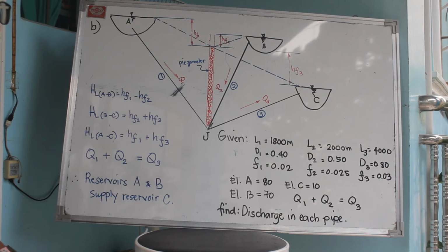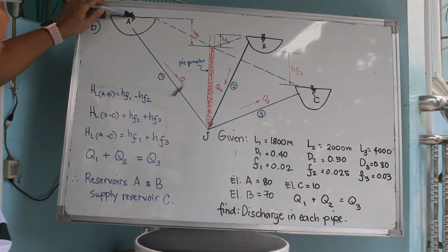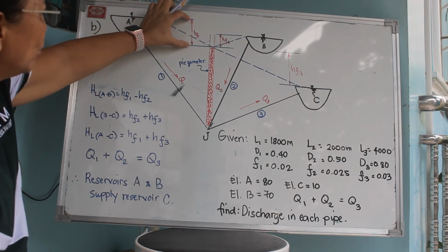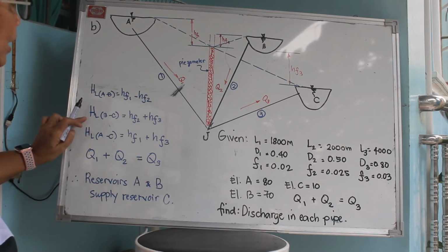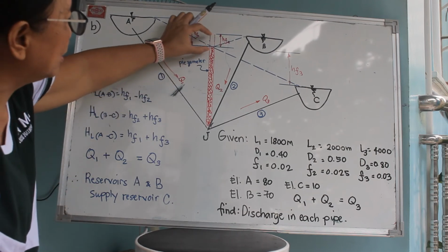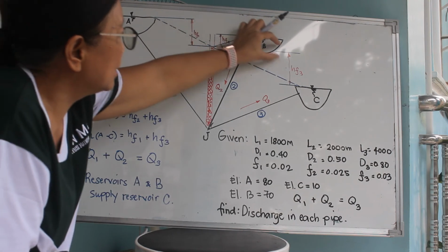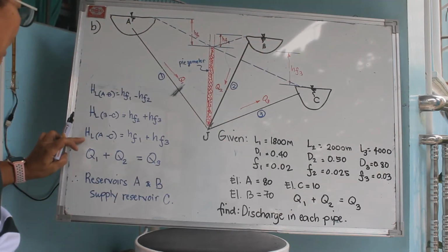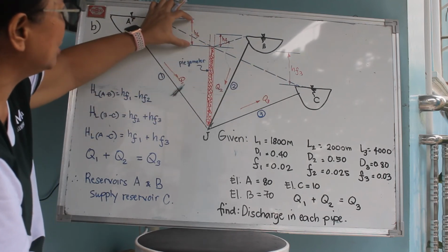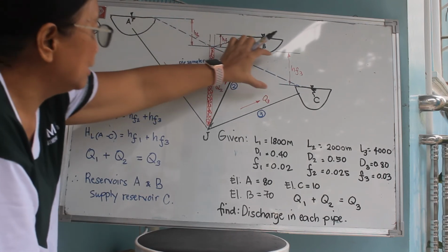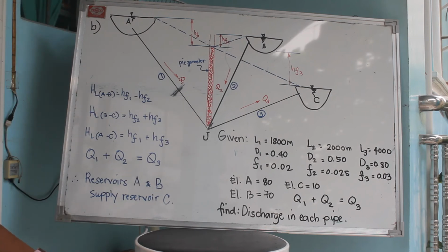The total head loss between reservoirs A and B is HF1 minus HF2. The head loss between B and C can be determined from HF2 plus HF3. The head loss between A and C is the difference in elevation between A and C, which is HF1 plus HF3. So that is different from the first situation kanina.